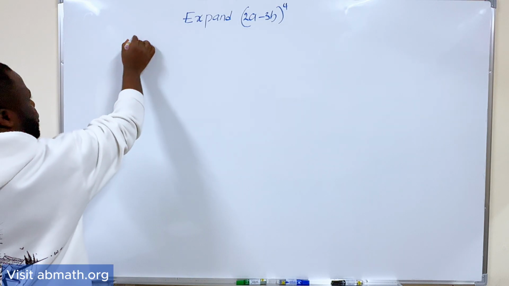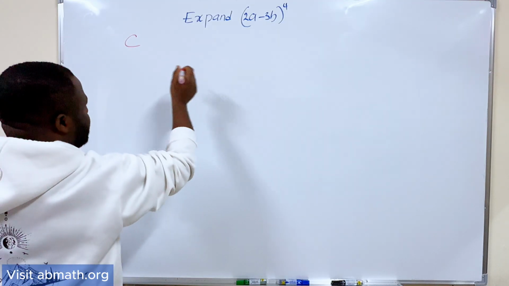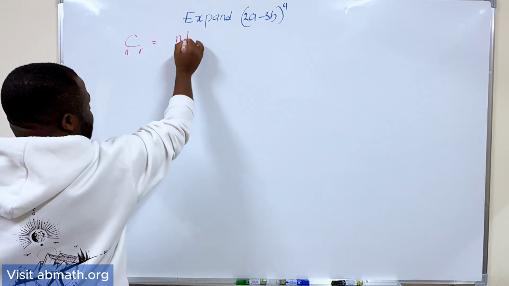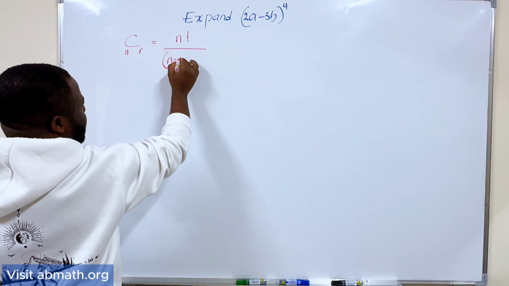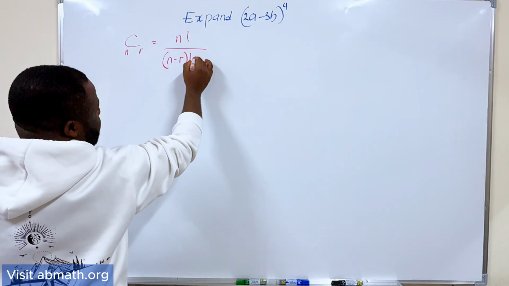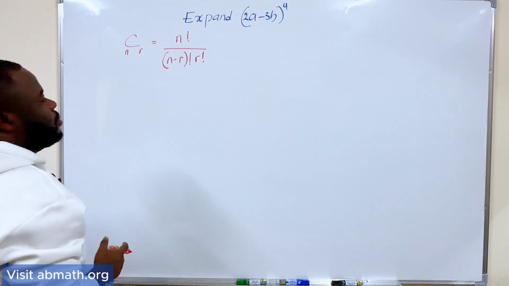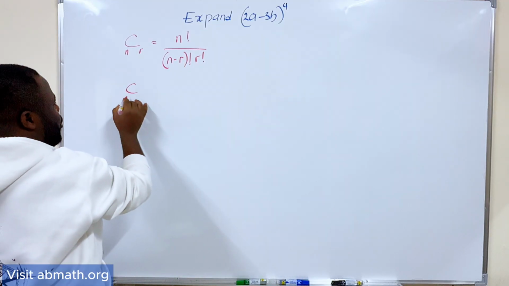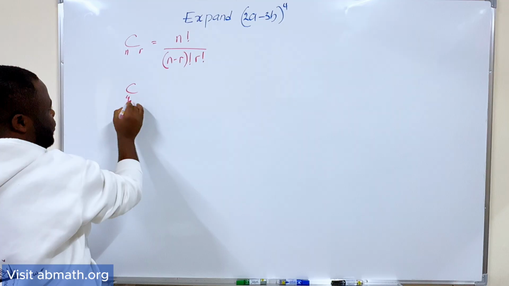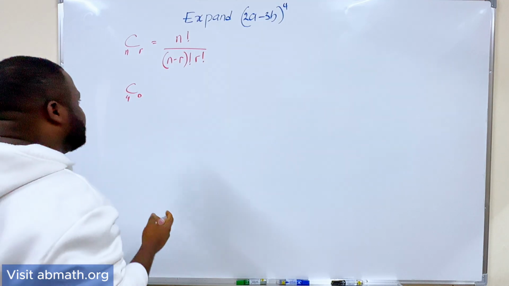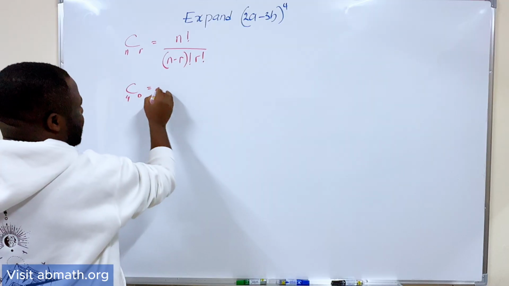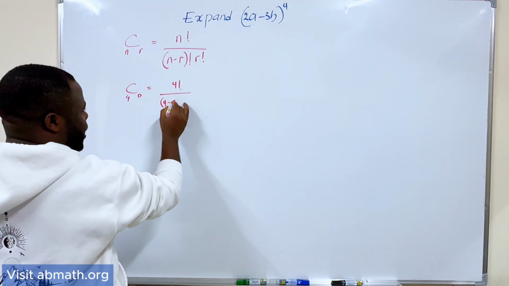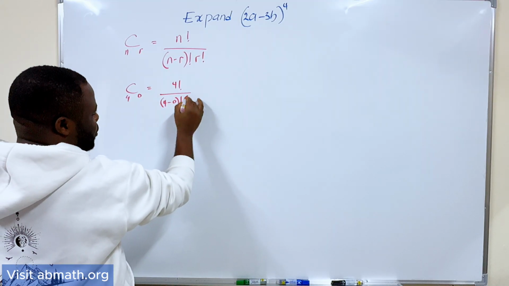So let's start. The combination for the first term is going to be, we have 4. Remember our combination formula, which is n over n minus r factorial, then multiplied by r factorial. Okay, so we are going to understand what all these things mean. Let's do the first term. We have combination n is 4, then 0, because we're starting from 0. So combination 4 0 will give you 4 factorial over 4 minus 0 factorial, then 0 factorial.